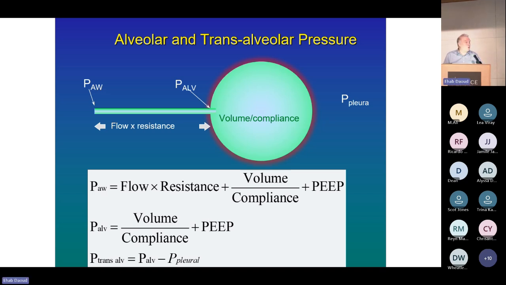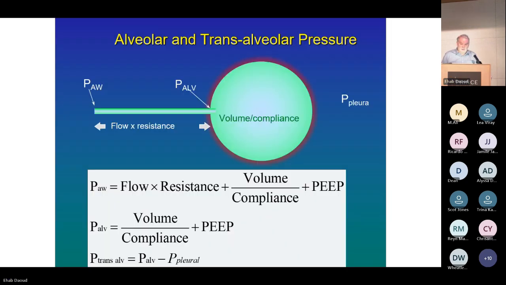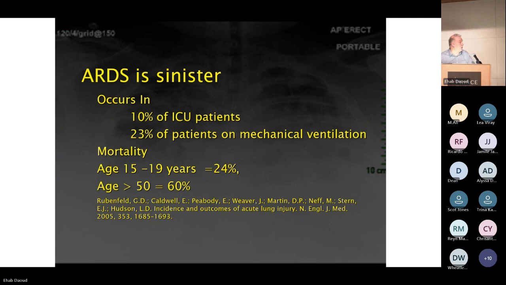So I was asked to talk about ARDS and ventilator-induced lung injury. ARDS is sinister. It occurs in at least 10% of our patients, and nearly a quarter, and probably more, of patients who have mechanical ventilation. And it kills a quarter of the patients, and if you're older, it kills more than half.